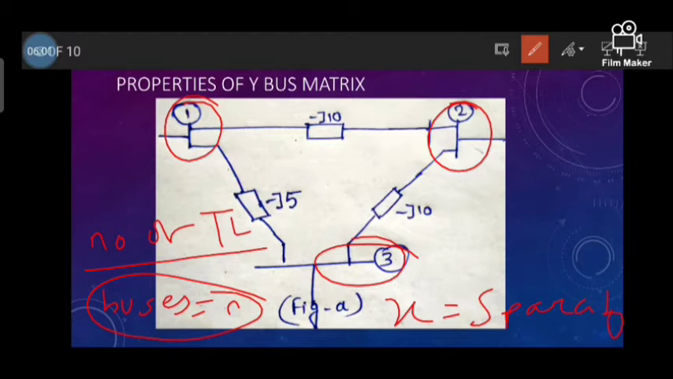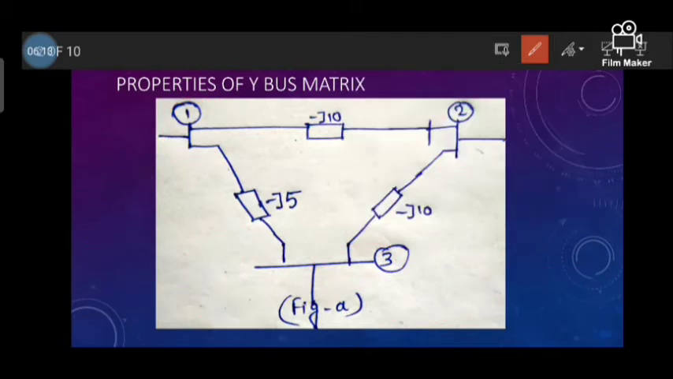Sparsity is your x. Remember that bus is equal to n, the number of buses, and sparsity is equal to x. What is the sparsity? Sparsity is the empty element of the Y-bus matrix. In the Y-bus matrix, the number of zero elements is your sparsity.